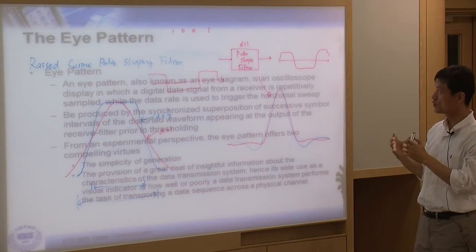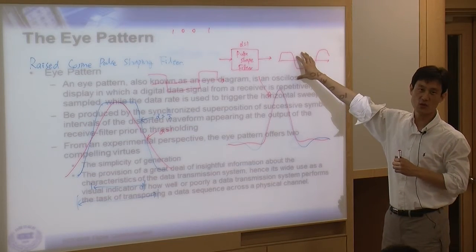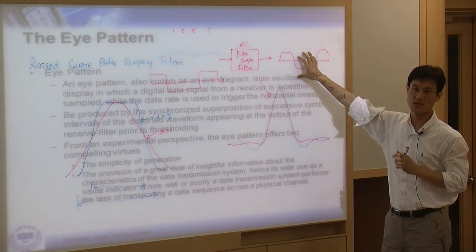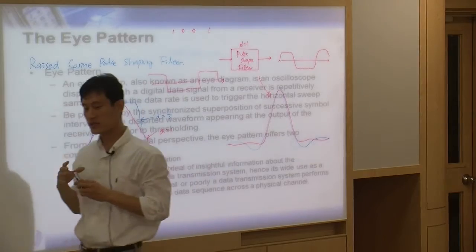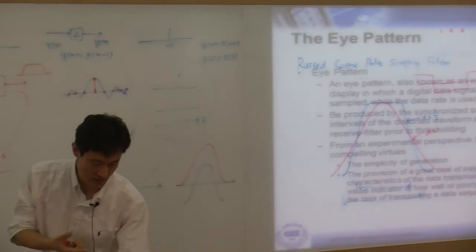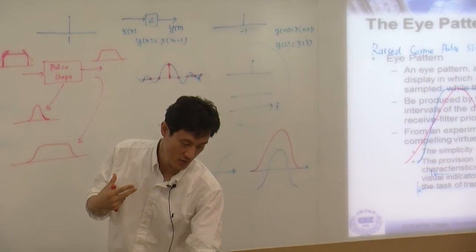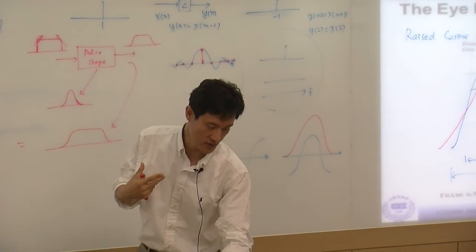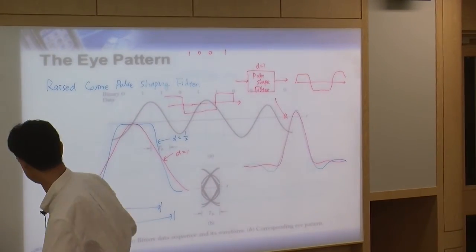So because of that, when you receive it, you're not going to receive this signal. This is what you transmit, but you're not going to receive this. You receive something different. Now at the receiver, we are going to measure the eye pattern. This is at the receiver. And the reason that we call it the eye pattern is like this.